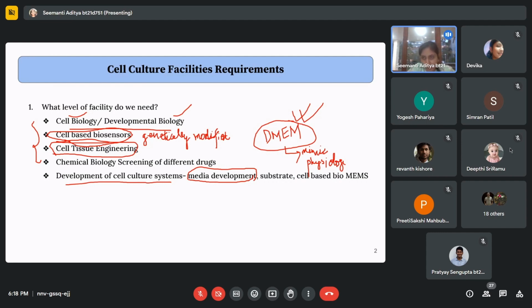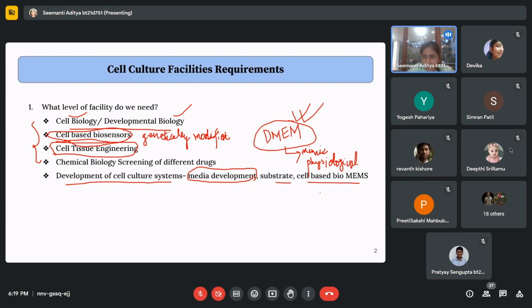So people who work with media development can mimic the physiological conditions. The media should mimic the physiological conditions inside the body, and at minimum cost they should be able to provide a lot of benefits in terms of cell growth and cell proliferation. So development of cell culture systems also includes substrate growth and the cell-based bio-MEMS that we talked about.